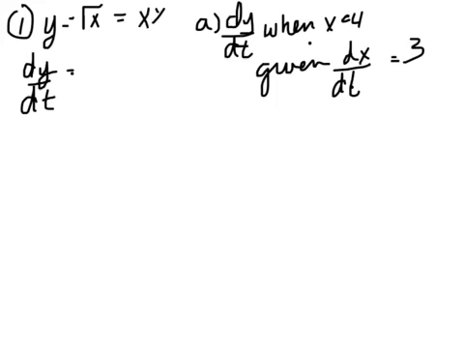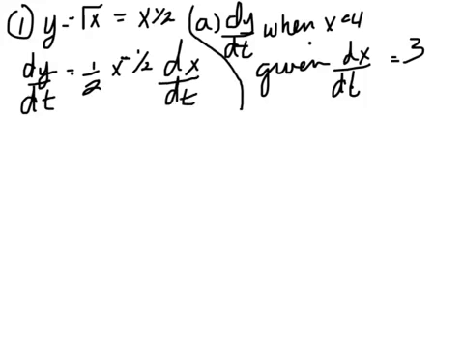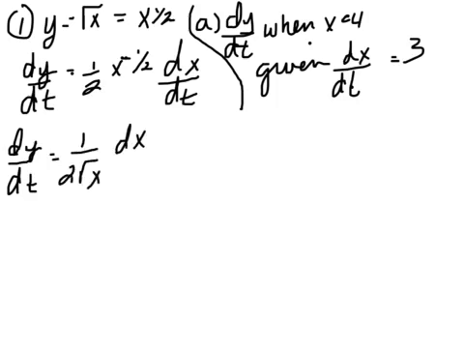I'm going to go ahead and rewrite that as x to the 1/2. It would be 1/2 x to the negative 1/2. And then we got to use the chain rule idea. It's times dx/dt because we don't know what the derivative of x is with respect to t. So we have to do this. And so dy/dt, if we want to simplify this a little bit, would be 1/(2 square root of x) times dx/dt. Okay.